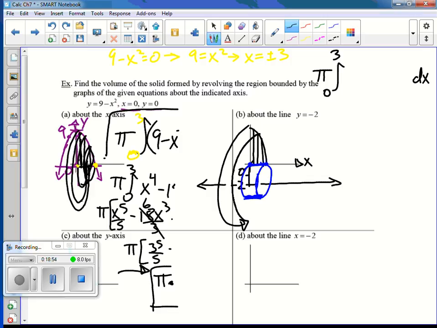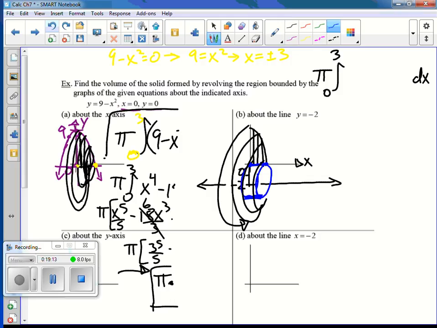I'm going to rotate this part. It's going to come back around, rotate this part, and then finally rotate this part. So you can see how we get this empty space right here in blue. We're getting this empty space right there, right? So that means that we're going to use the washer method. We have to do the big shape minus the small shape.